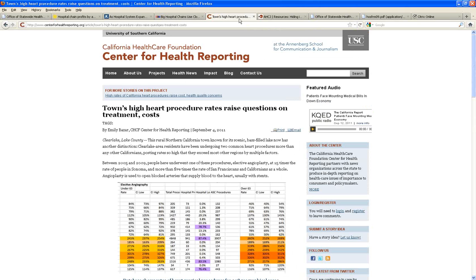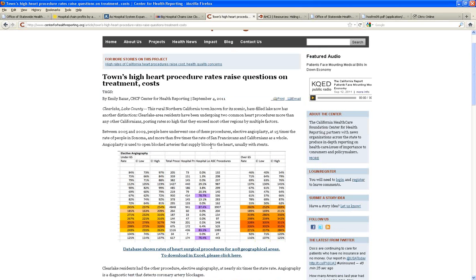Finally, the last example I wanted to show was a recent example that Emily Bazar did for CHCF, Center for Health Reporting, and this was based on a study that looked at the use of angioplasties within California and whether or not certain communities had higher rates than other communities. And today I'll show you within the AHCJ utilization data how you can actually look within that to see at each hospital how many angioplasties they perform and how many stents they implant, and the results are a little bit surprising.